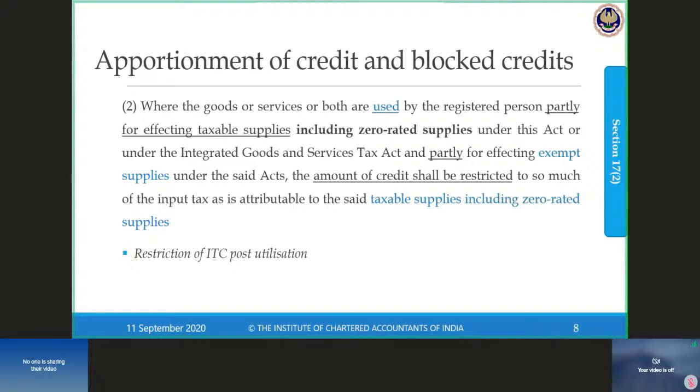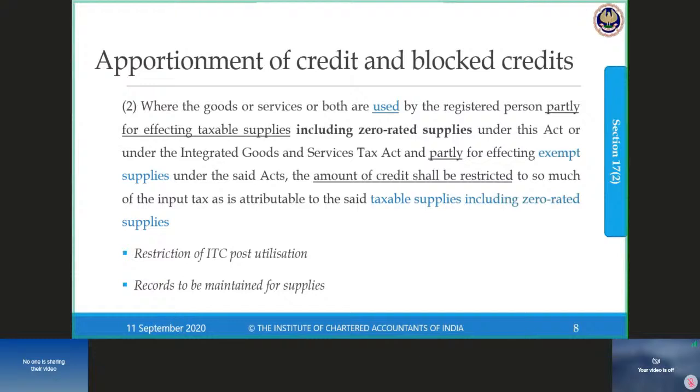If I have taken 100%, I restrict your input tax only to the extent of taxable supply, including zero rated supply. So if there is anything beyond this border, I'm going to restrict your ITC. That is what it says. Restriction of ITC post utilization. At the moment of purchase, I may not know. Only at the time of consumption, I will get to know. That is what we have to understand.